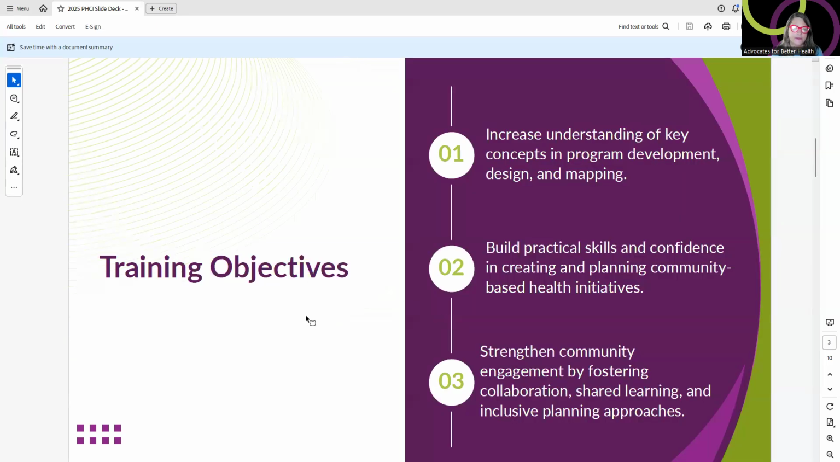The training objective for this is to increase the understanding of key concepts in program development, design, and mapping. There are so many good resources, so we're only going to talk about the ones that will specifically work for your big idea. And number 2, we'll build practical skills and confidence in creating and planning community-based health initiatives. And lastly, strengthen community engagement by fostering collaboration, shared learning, and inclusive planning approaches.